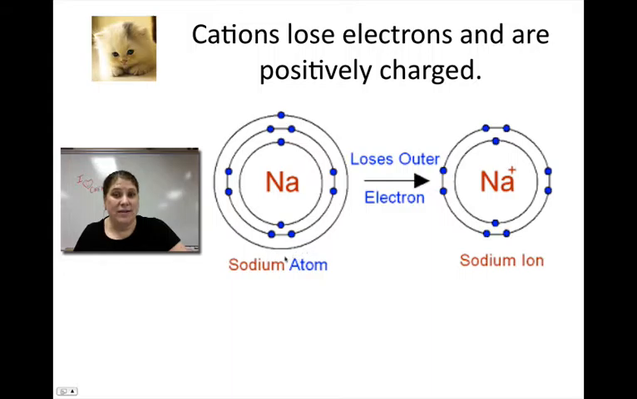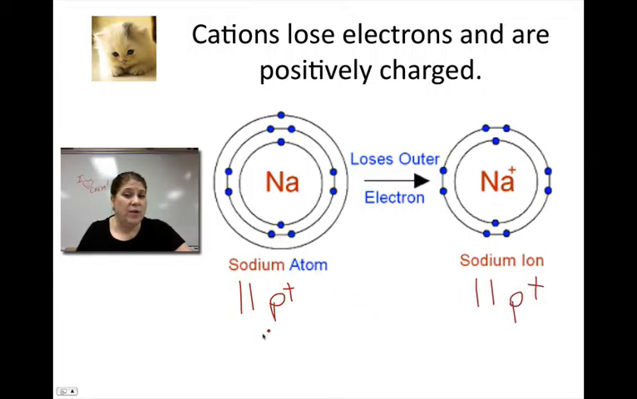The sodium atom here is going to be neutral, equal electrons and protons. So right now, the sodium has 11 protons. That's what sodium always has, so it also has 11 protons here. The sodium atom, when it's neutral, also is going to have 11 electrons. That adds up to 0 charge, neutral.